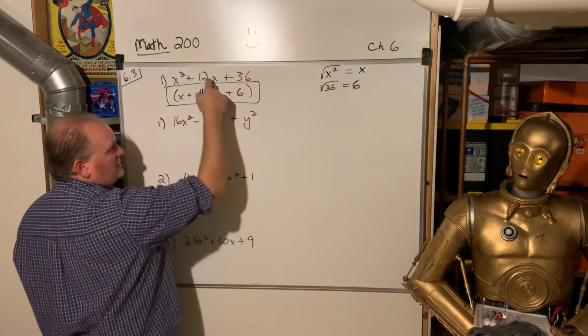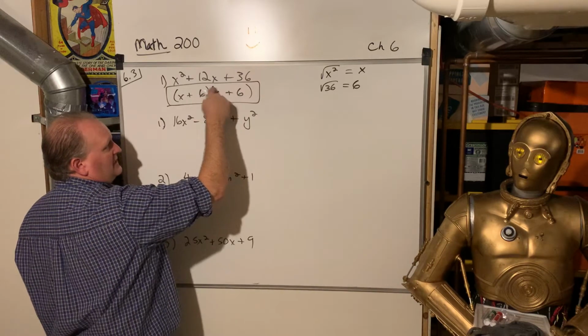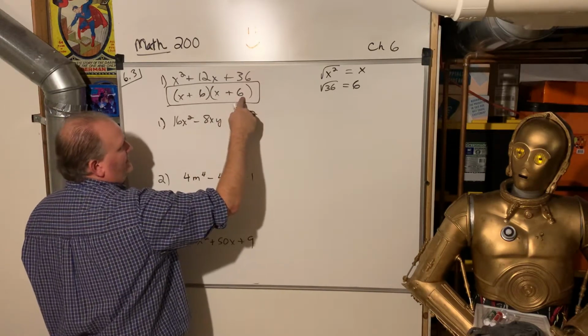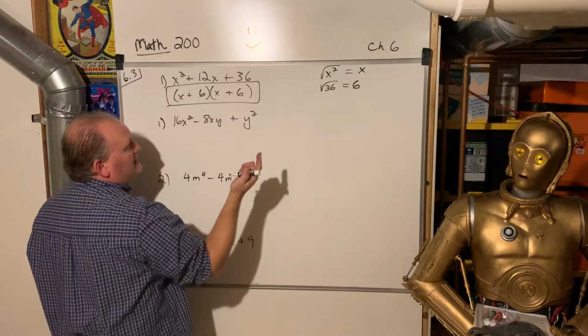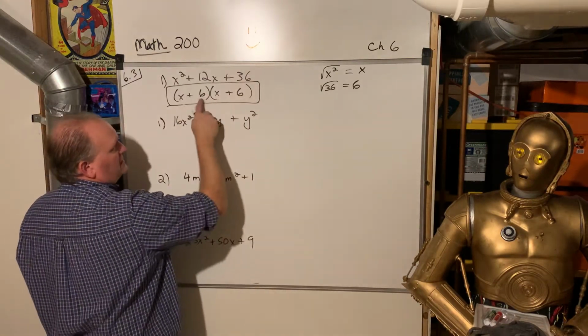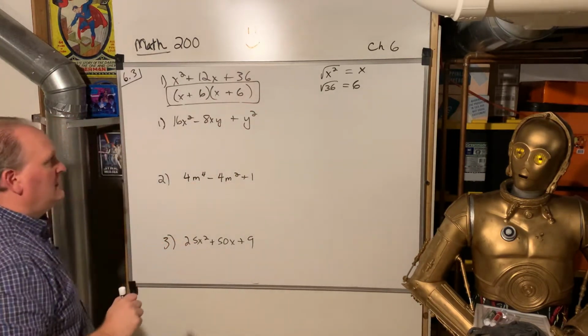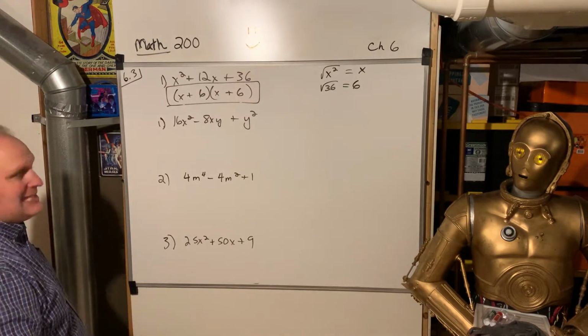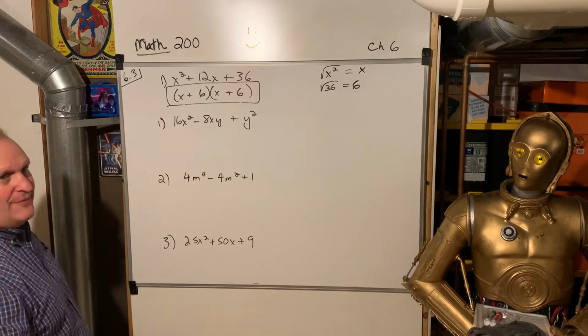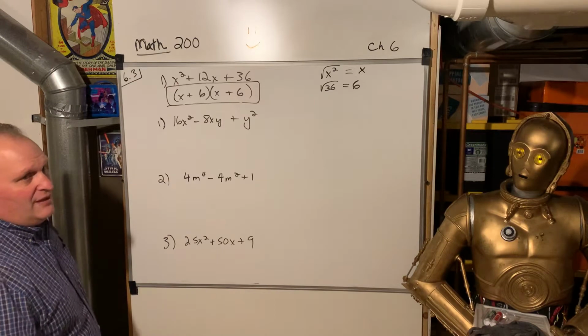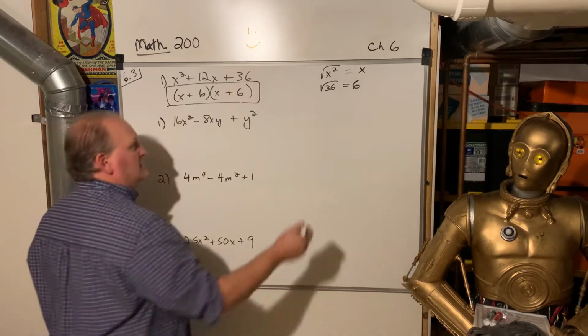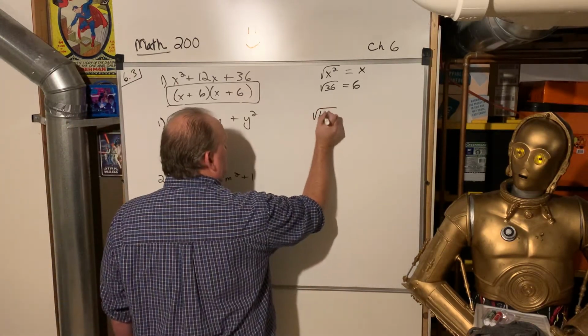x plus 6 times x plus 6 is that. Now you can check the middle term if you'd like. Remember, 6x and then positive 6x is 12x. x times x is x squared, 6 times 6 is 36. So it's a lot easier. If they tell you ahead of time it's a perfect square trinomial, factoring is a walk in the park. It's just as easy as doing the square root.